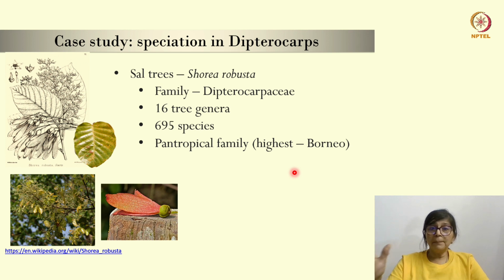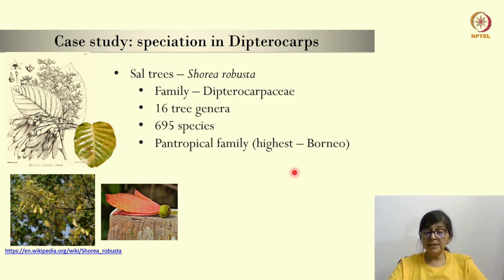However, Dipterocarpaceae is a family of plants with a lot of evolutionary significance. It is a family which comprises only trees. It doesn't have any herbaceous species or climbers or any other habit form. It has 16 tree genera which comprise 695 species, and it is a pan-tropical family, which means that it occurs along the tropical regions of the whole world.